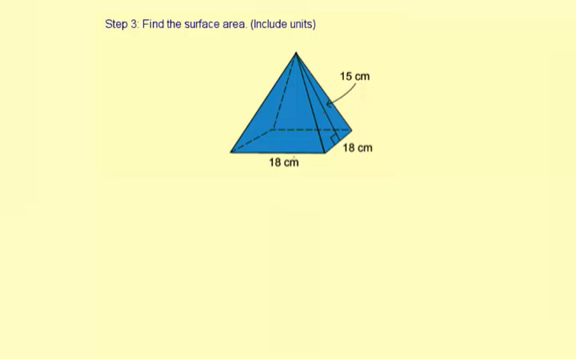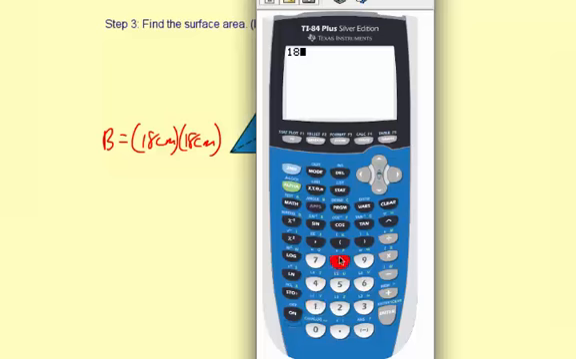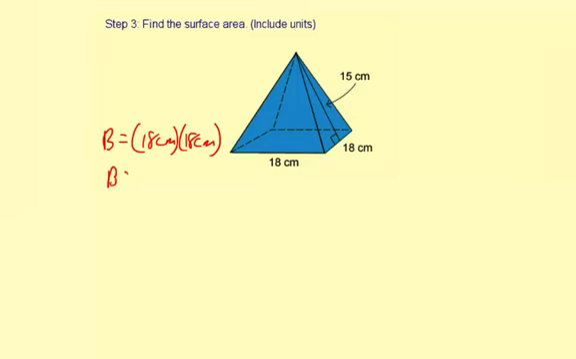So the first step, the area of this base. Now the base is a square, 18 centimeters, 18 centimeters. So the base area is 18 centimeters times 18 centimeters. So let's figure out what that is. 18 times 18, 324. So the base area is 324 square centimeters. Okay, so that's part one.